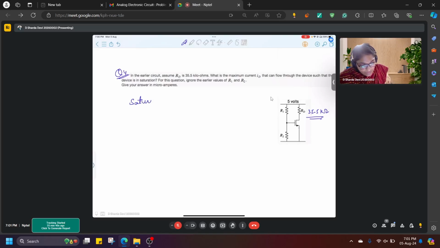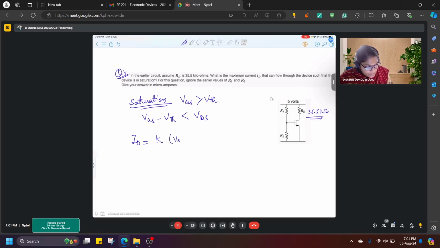Okay, so RD is given. For saturation, again coming to the similar condition, VGS should be greater than VT, and VGS minus VT should be less than VD. And ID is K (VGS minus VT) whole square, right?